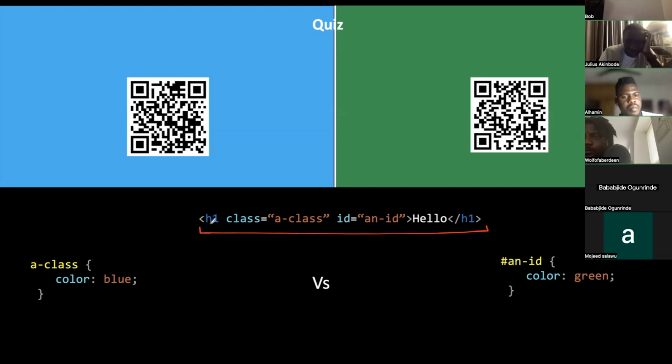So we have an H1 element that has a class and an ID. Now, if you write an external style sheet and you are setting on the class, you're setting the color to be blue. In the same file, you are grabbing the ID and you are setting the color to be green. Now, everybody should type here what is going to be the final color that you see for this H1. Go ahead.